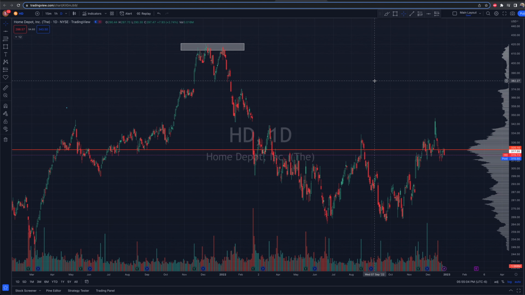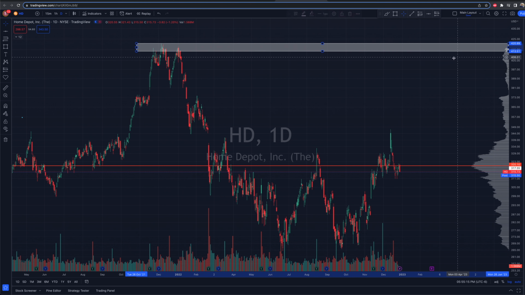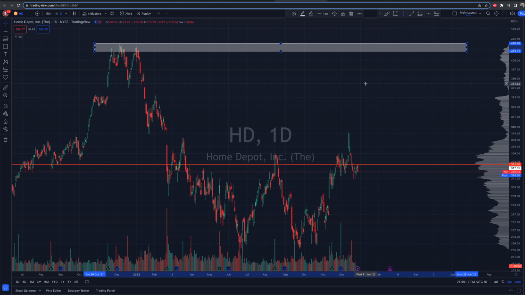Now, as we bring things back out on the Home Depot chart, we have that level that acted as supply. And then as time goes on, we can bring our zones over to the right. And so that will be a valid area to watch in the future if Home Depot ever gets back up to that price, days, weeks, months, even years down the road. And the same goes for demand.